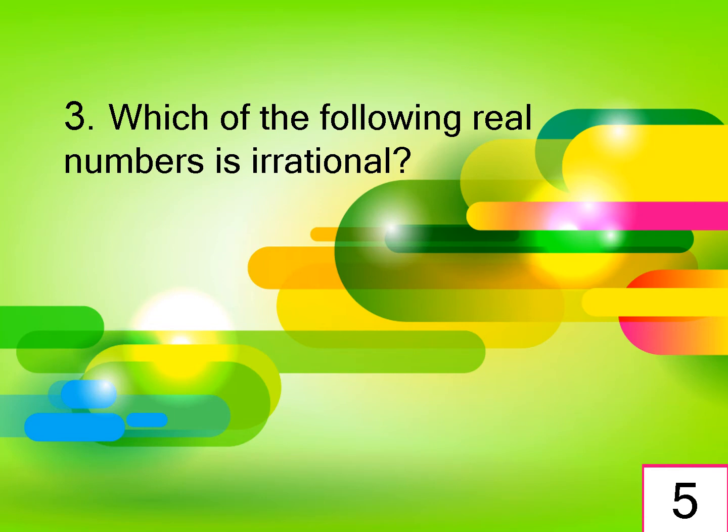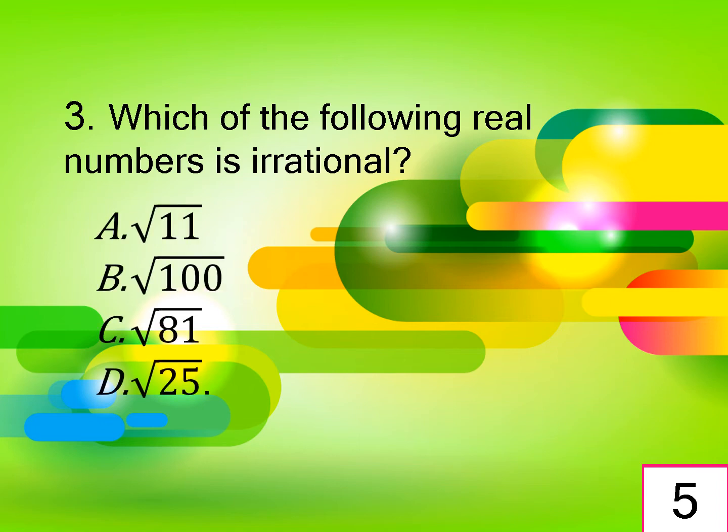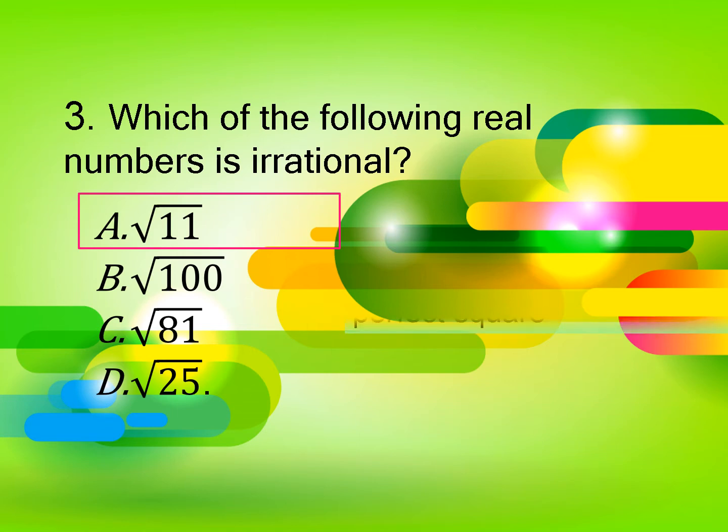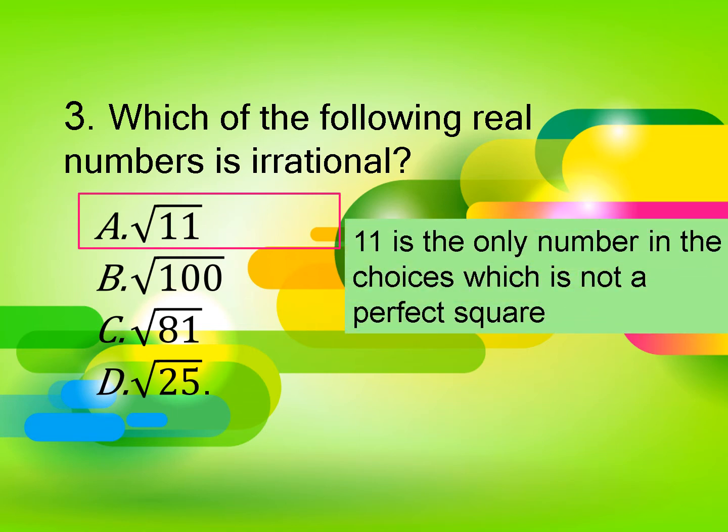Which of the following real numbers is irrational? The choices are A, square root of 11, B, square root of 100, C, square root of 81, D, square root of 25. I'll give you 5 seconds to answer. Timer starts now. Time is up. What is your answer? The correct answer is letter A, square root of 11. Because 11 is the only number in the choices which is not a perfect square.